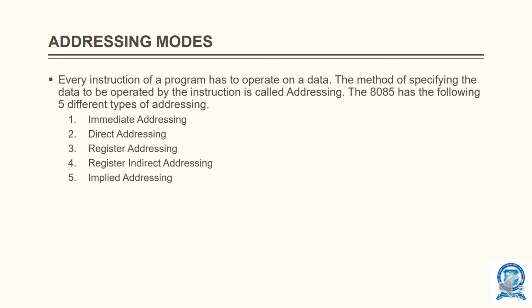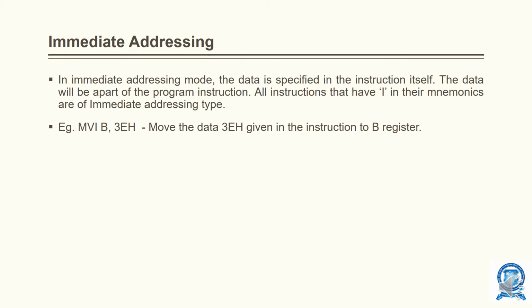First, let us discuss the immediate addressing mode. In immediate addressing mode, the data is specified in the instruction itself. The data will be a part of the program instruction. All instructions that have I in their mnemonics are immediate addressing type. Say, for example, MVI B, 3E. Here you can see there is a letter I, so you can directly take it as immediate addressing. Here 3E is the data, which is represented within the instruction itself. Such type of addressing we call immediate addressing.